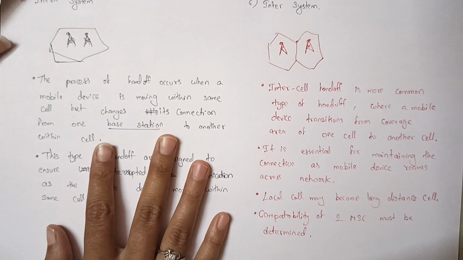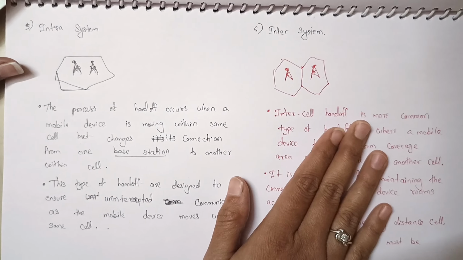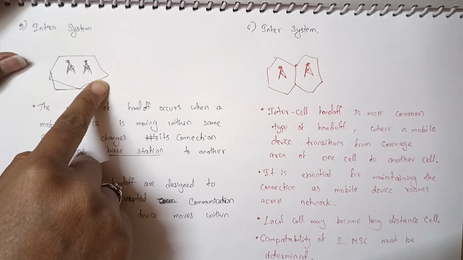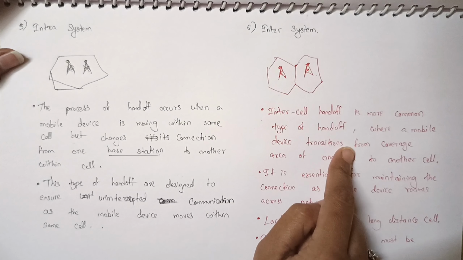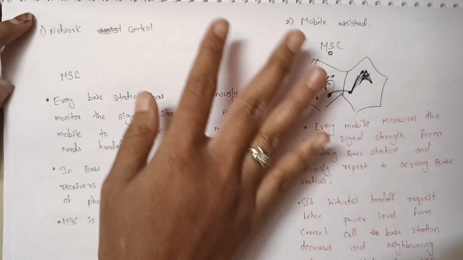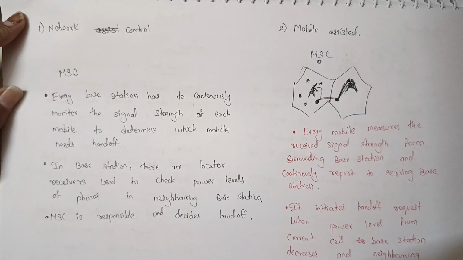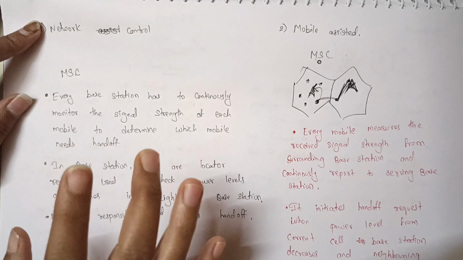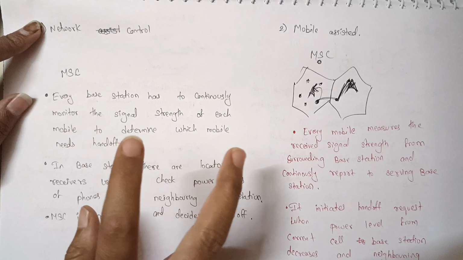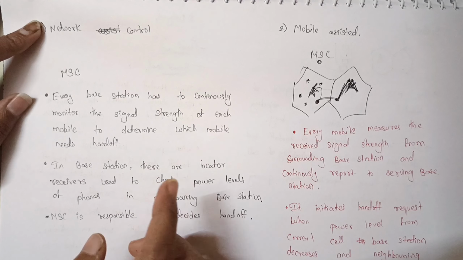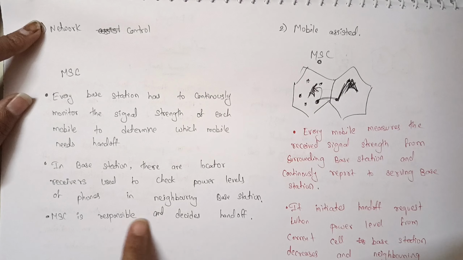Now let's go to the next one, inter-system and intra-system. In intra-system, the handoff is made between two base stations inside the same cell, and in inter-system, the handoff is made between base stations in different cells. In network control handoff, the base station measures the signal strength between the base station and the mobile, and reports to the MSC that this mobile needs handoff, and after that the MSC takes the decision to hand off.